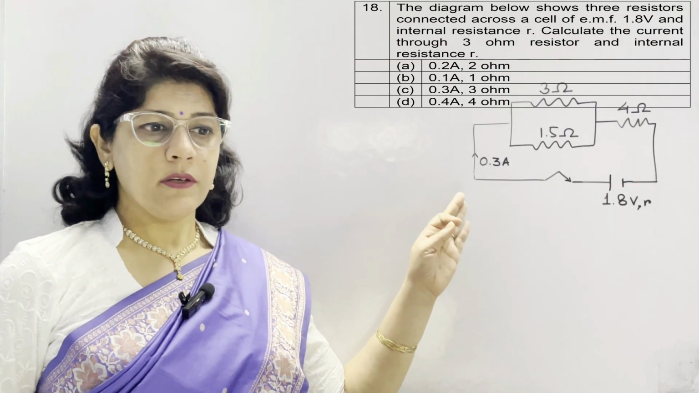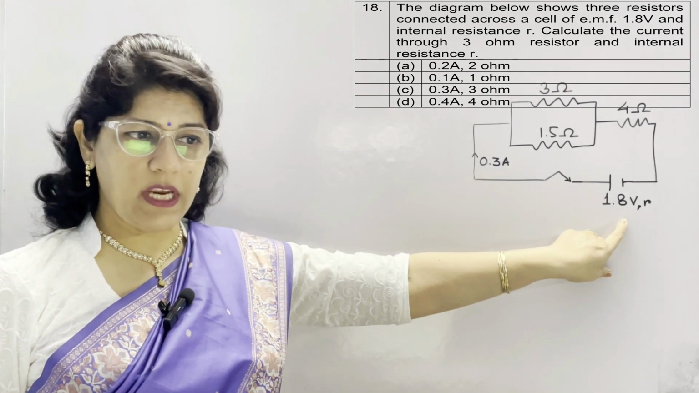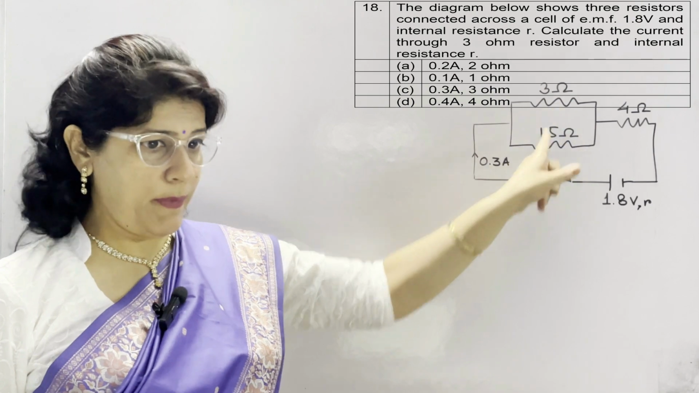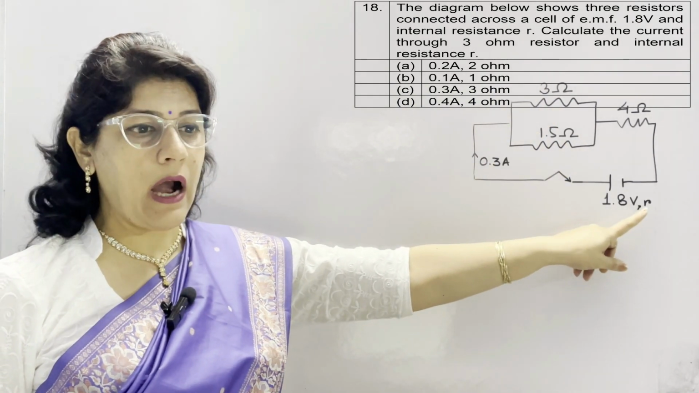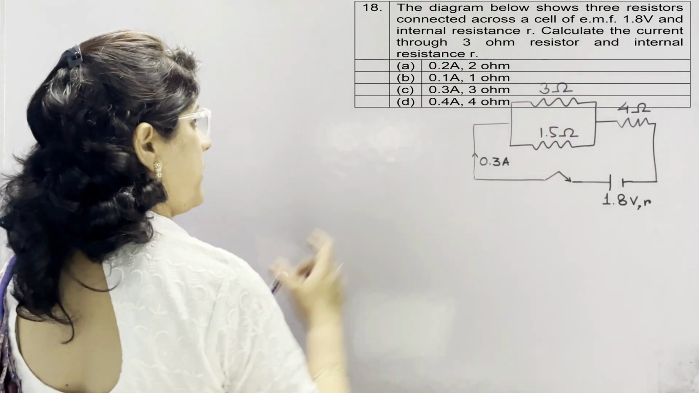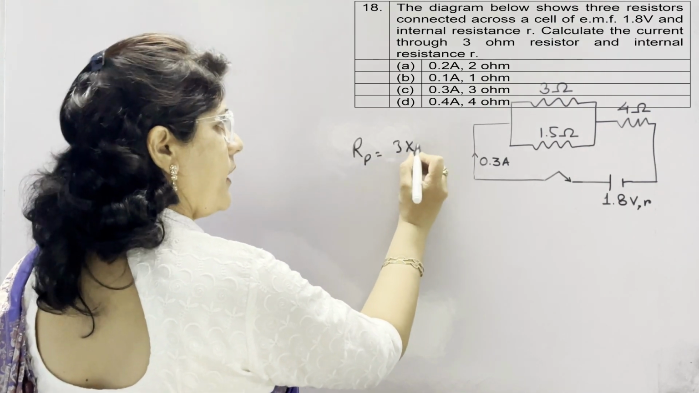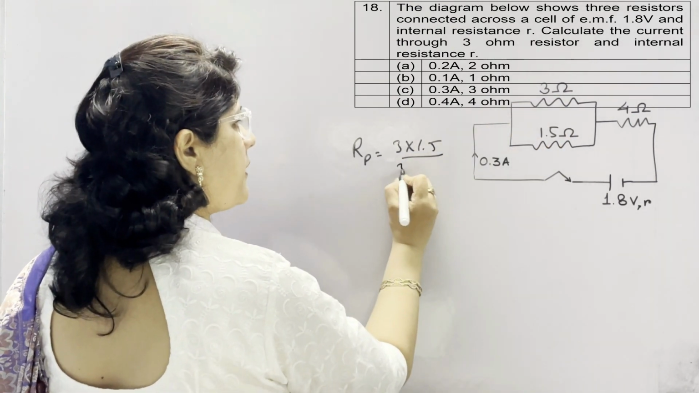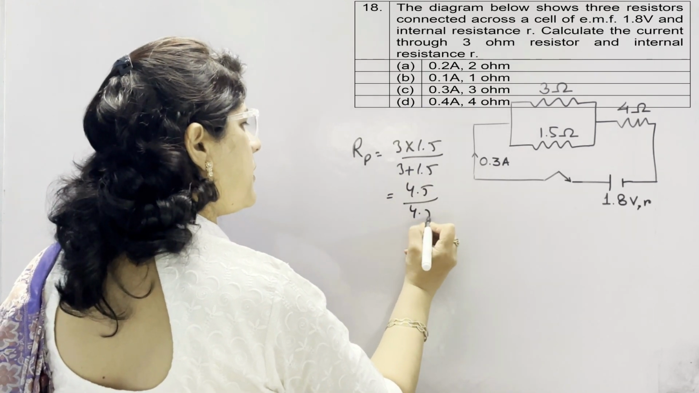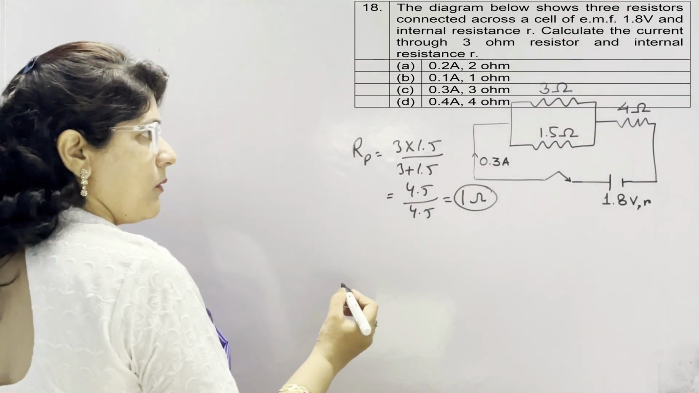In question number 18, diagram below shows 3 resistors connected across a cell of EMF 1.8 volt and internal resistance small r. Calculate the current through 3 ohm resistor parallel combination and internal resistance r की value भी बतानी है. Now first we need to calculate the parallel combination resistance. So Rp is equal to 3 into 1.5, these two are in parallel, divided by 3 plus 1.5. 3 into 1.5 means 4.5 and denominator also 4.5. So 1 ohm is the parallel combination resistance.